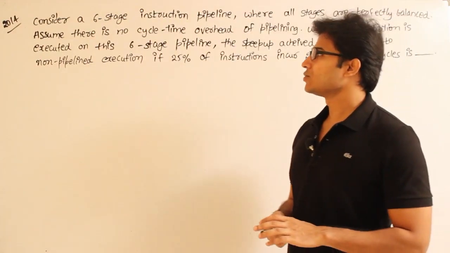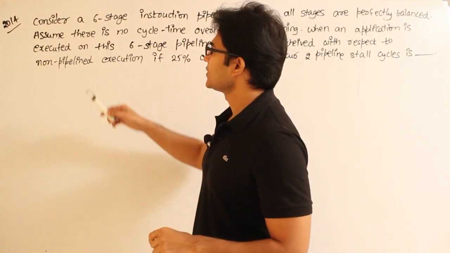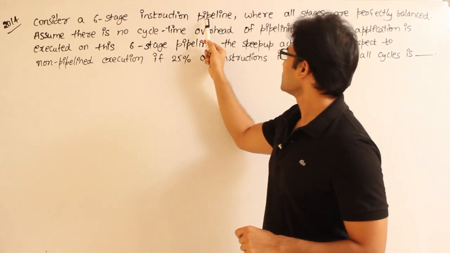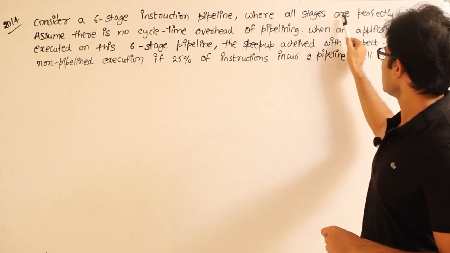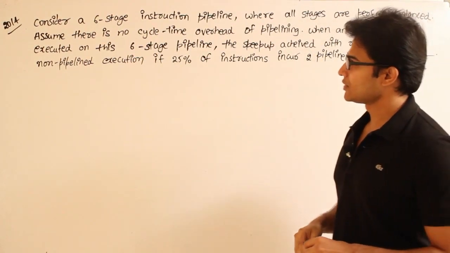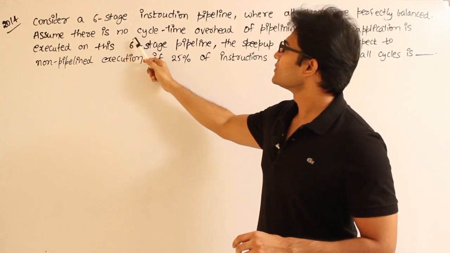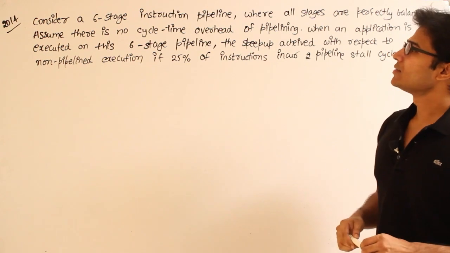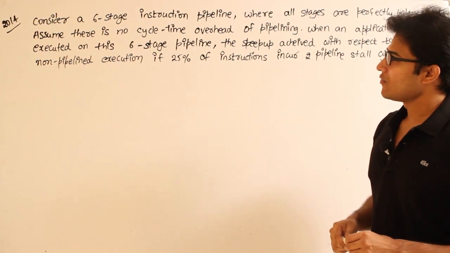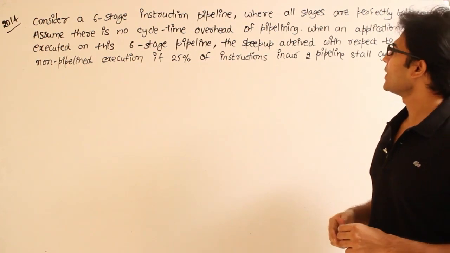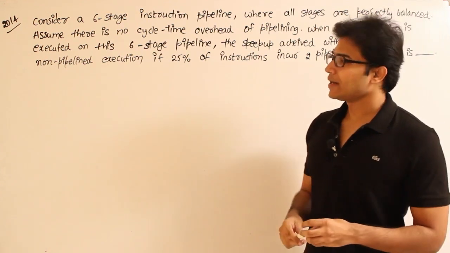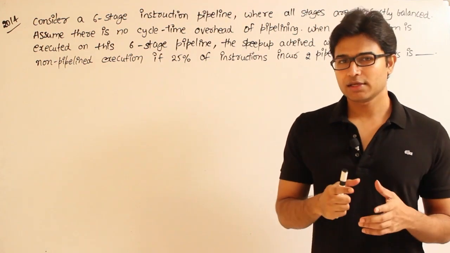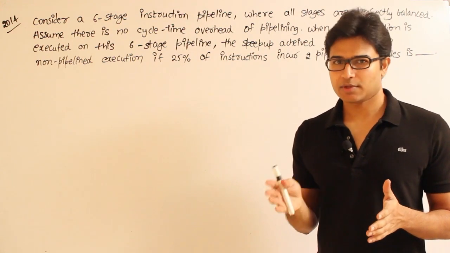This question was asked in GATE 2014. Read it first. Consider a 6-stage instruction pipeline where all the stages are perfectly balanced. Assume that there is no cycle time overhead of the pipelining. So they are saying that we have a 6-stage instruction pipeline and all of them are balanced. Balanced means all the stages take the same time.